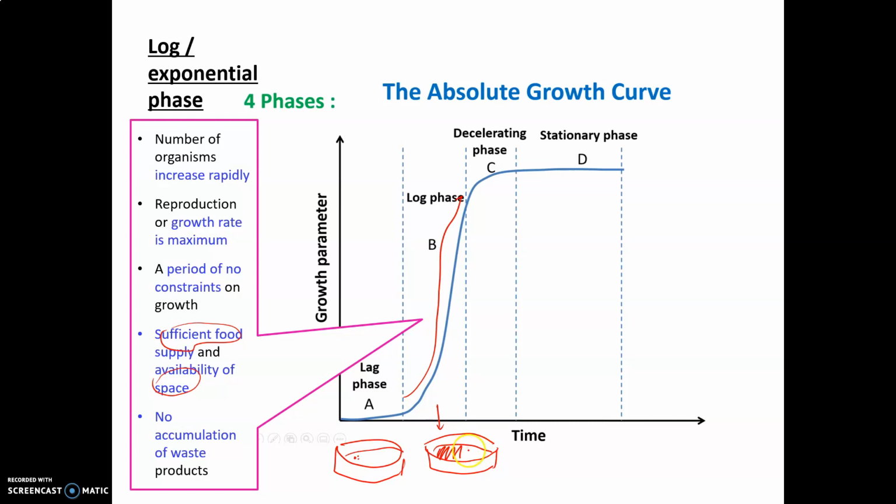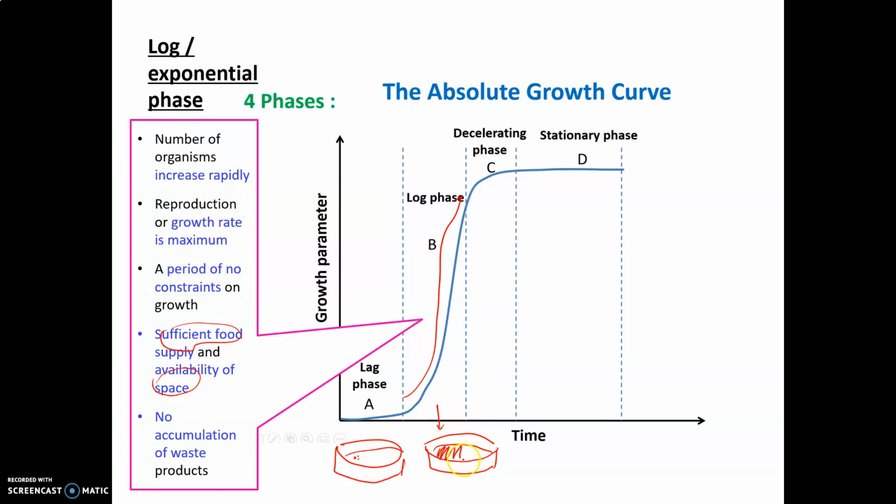And pada ketika ini disebabkan masih tidak ramai, so tidak ada waste ya produk yang akan terkumpul. Okay, masih lagi boleh bertahan lah. That's why the growth is very exponential ataupun log exponential phase kerana due to this sufficient food supply and because of this availability of the spaces, and that leads to the period of no constraint. Hasilnya, the number of organism increases rapidly because the growth rate is at maximum.